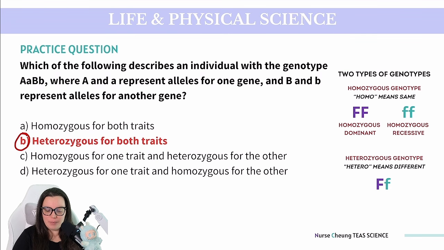In order for them to be considered homozygous like we see in option A, like we talked about, they would either have to be both dominant or both recessive. In this case, we have both heterozygous genes, making A incorrect.